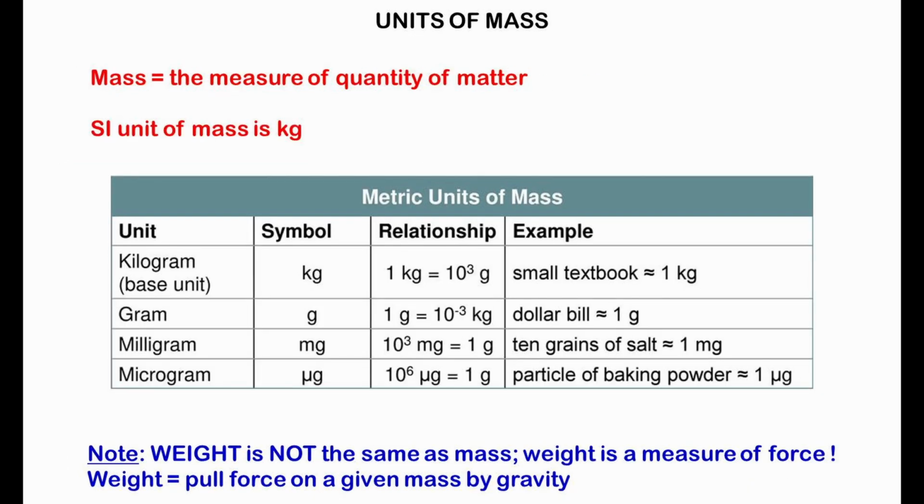Mass is the measure of quantity of matter. The SI unit for mass is the kilogram. Derived metric units of mass are shown in the table. It's important to note that mass and weight do not have the same meaning. Weight is a measure of force, it is the pull force on a given mass by gravity.